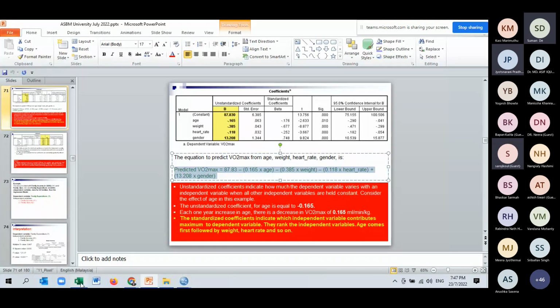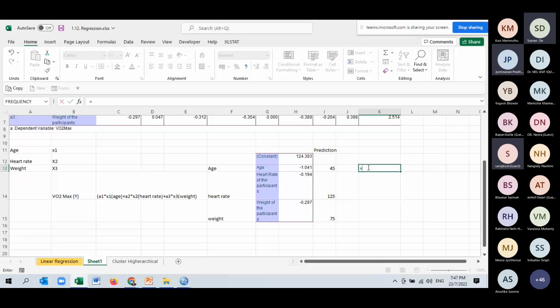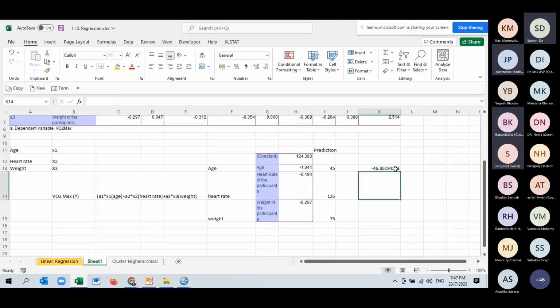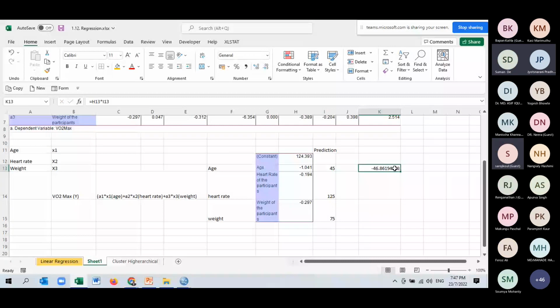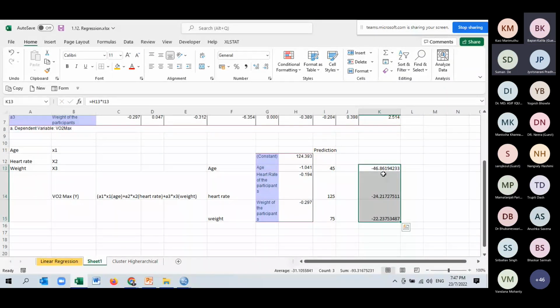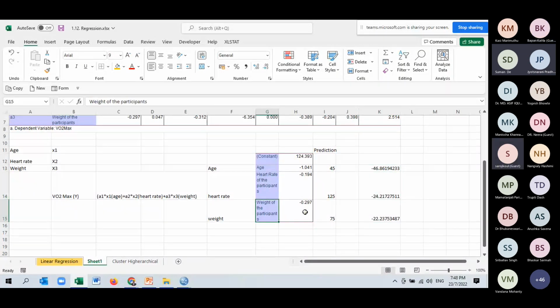To do this, first we need to compute these two functions. This value multiplied with this value, you'll get the result, and then simply you drag down. So age we calculated, heart rate we calculated, weight of the candidate, and the unstandardized coefficient we predicted. Now we can sum all of this.